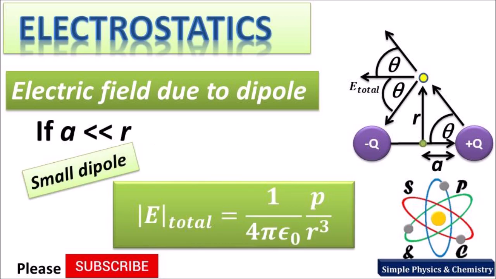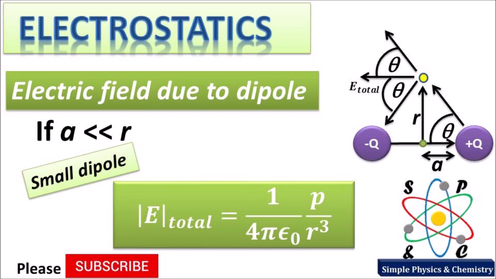Here also we can make some simplification, considering the length of the dipole as very small. In that scenario we can neglect the term a in the previous equation, and then it will again become 1 by 4 pi epsilon 0 p divided by r cube. In the case of the axial point it was 2p, so the value at the axial point was double compared to the point at some diagonal point.